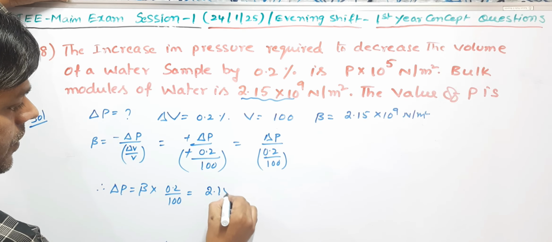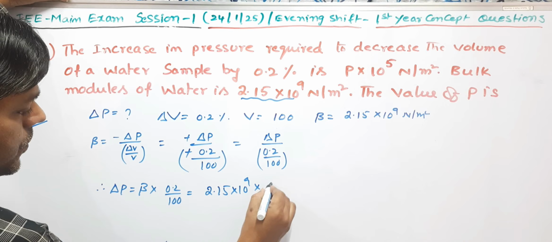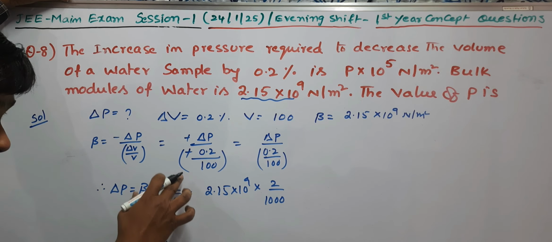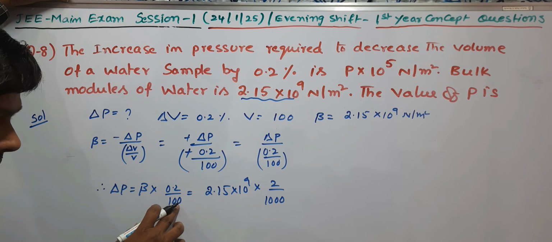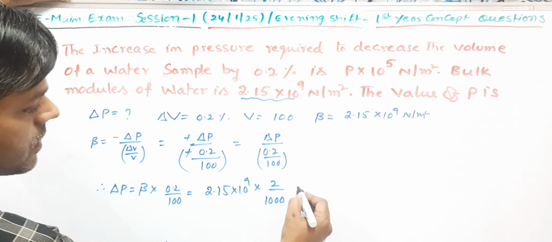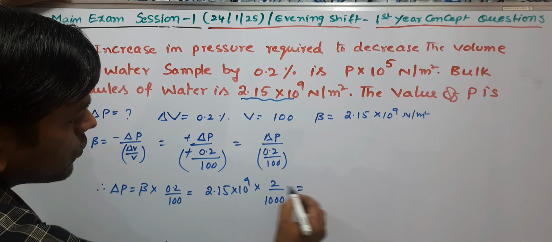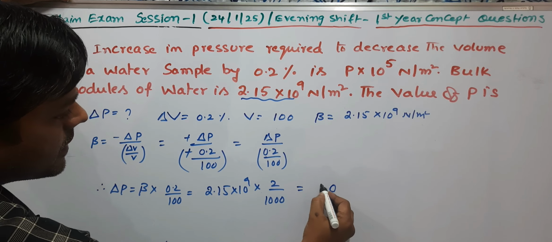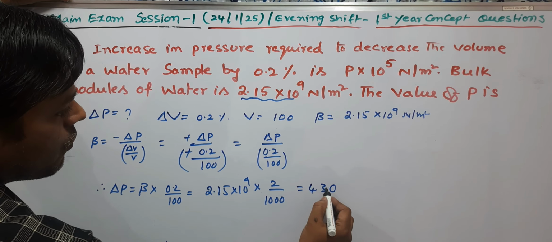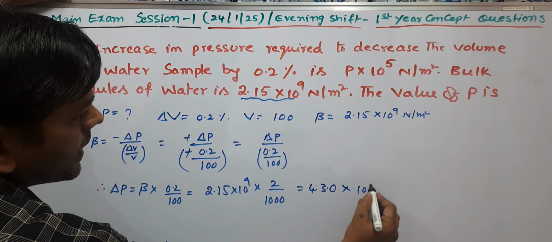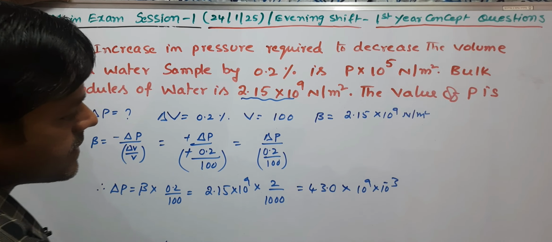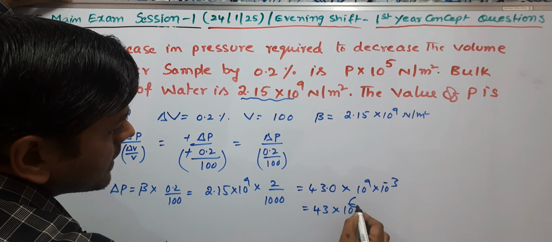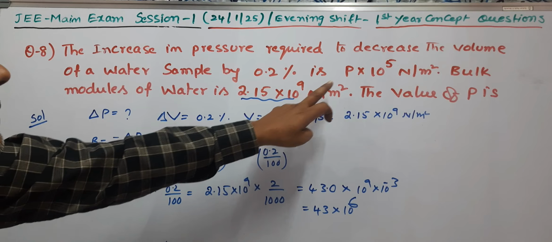Beta is 2.15 into 10 power 9, into 2 by 1000, that means 0.2 equals 2 into 10 power minus 1, and this 10 power minus 1 goes to the denominator, which gives 10, so 10 into 100 is 1000. Now what is the value? 2.15 times 2 gives 4.30, so 4.3 into 10 power 9 into 10 power minus 3, which is equal to 4.3 into 10 power 6.